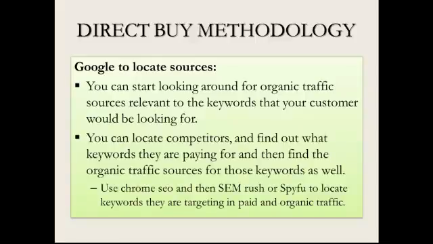You can also locate our competitor, find out what keywords they're paying for, and then find those organic sources that are popping up for those keywords. The way we can do that is by using the Chrome SEO tool, which allows us to pull up SEMrush and SpyFu, and it's going to tell us what keywords they're ranking for and what keywords they're paying for.